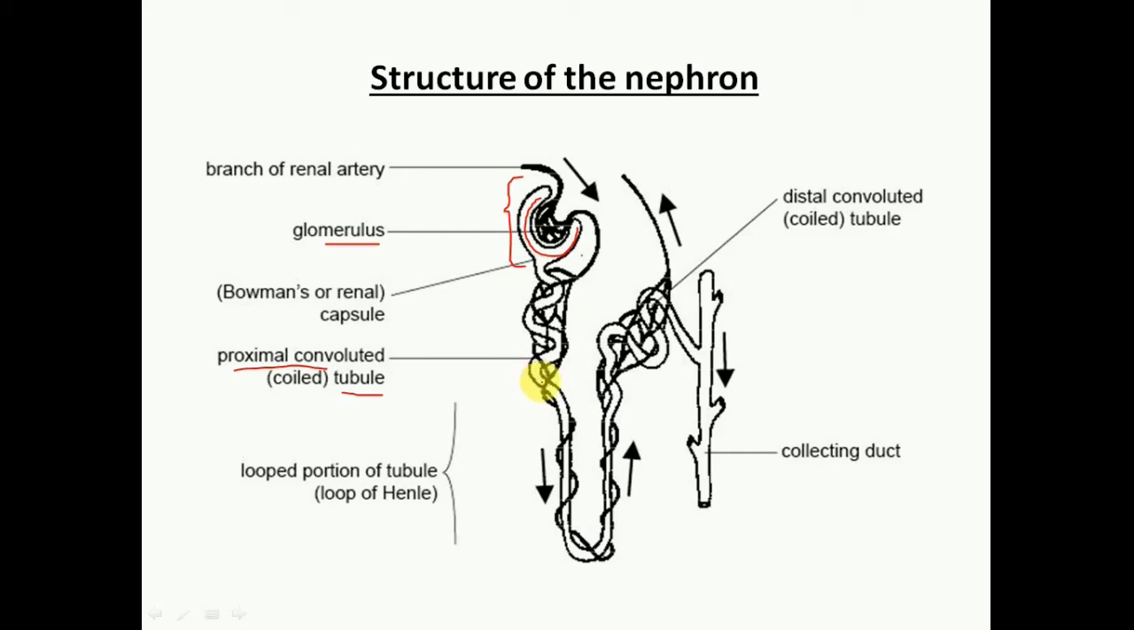And after the proximal convoluted tubule ends, it forms a loop. This, as you can see, is the loop. This loop is called the loop of Henle.